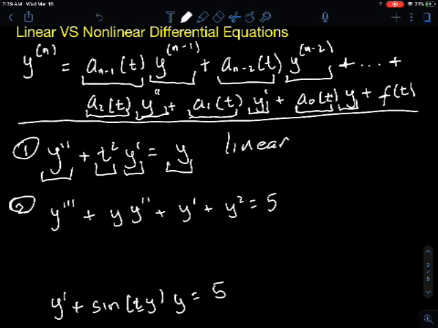In the second example, we have y triple prime, with a constant next to it, and we have y double prime, but here we have a y. Remember the definition of linear: we can have functions that depend on the independent variable, in this case t or x, but they cannot depend on y. So this problem, because we have this y here, makes it non-linear.